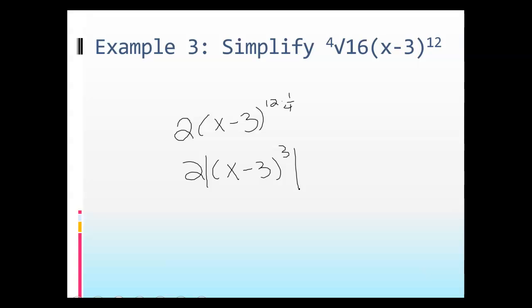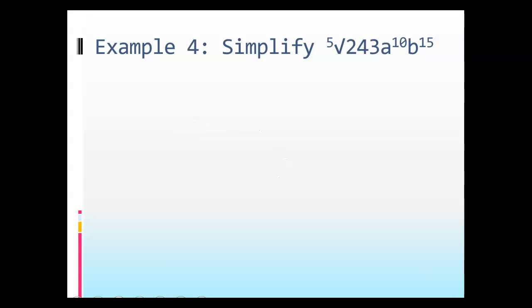You need the absolute value of x minus 3 cubed because it became even to odd. Oh, so it has to go up. Now, if it's an odd nth root to start, it doesn't matter because odds can be positive or negative.